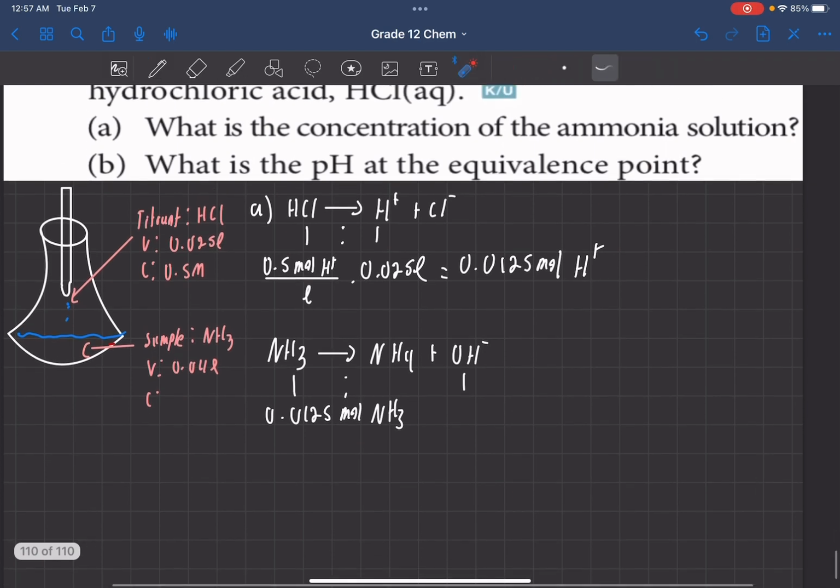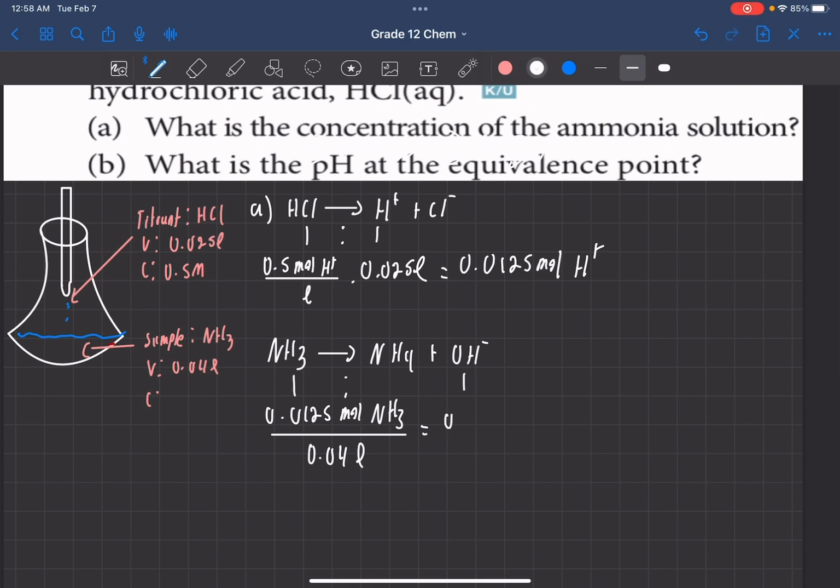So if we originally had 0.0125 moles of ammonia, that means that our concentration is going to be that over the original volume of this sample. So that is 0.04 liters. Therefore, our concentration of ammonia is 0.3125 molar. So that is the concentration of ammonia.